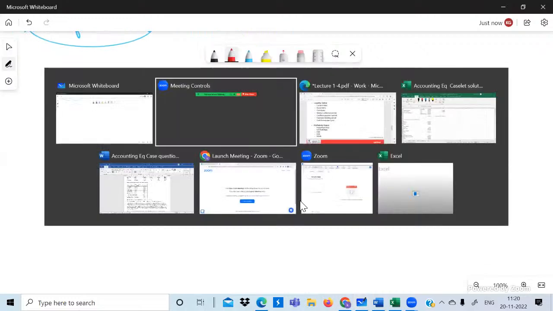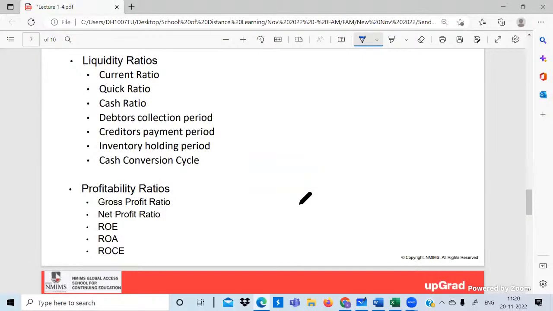Okay, let's look at the first ratio, which is liquidity ratio. In liquidity ratios, we'll be looking at all these ratios. So let's look at the first one, which is the current ratio. How do you calculate the current ratio? Current ratio is nothing but current assets divided by current liabilities. So you take all your current assets divided by the current liabilities, you'll get a number. That number is known as the current ratio.